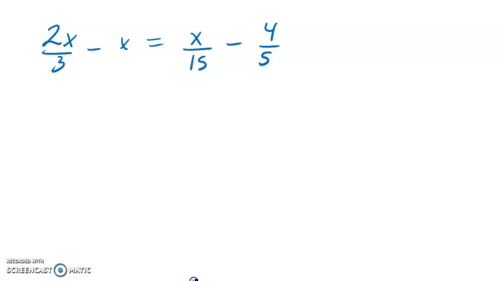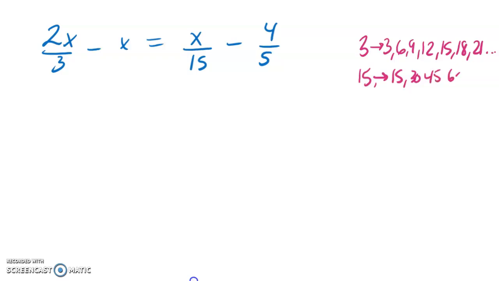So we could list out the multiples. The multiples of 3 are 3, 6, 9, 12, 15, 18, 21. The multiples of 15 are 15, 30, 45, 60. And the multiples of 5 are 5, 10, 15, 20.